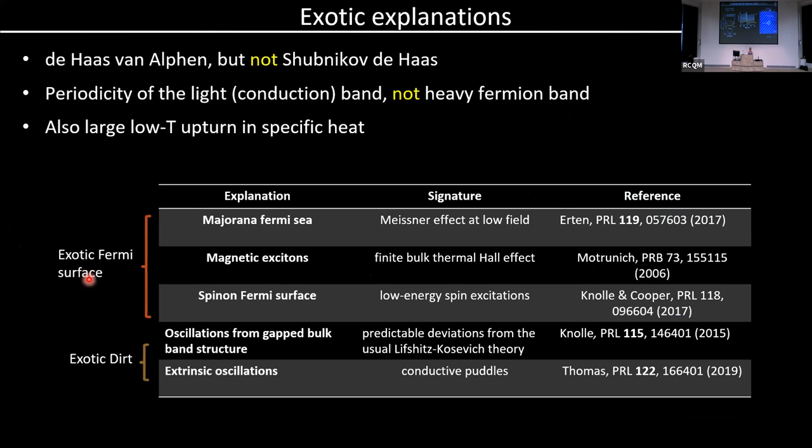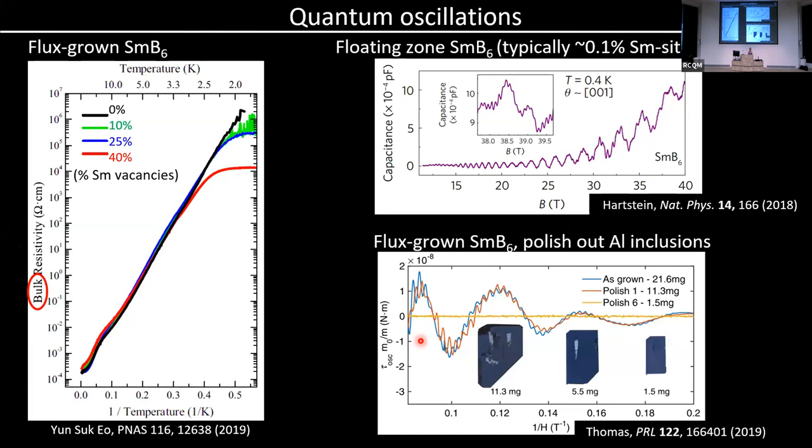I just grabbed a figure from the Los Alamos group samples. And these are macroscopic aluminum inclusions. And then they polish them out. And when they polish them out, their quantum oscillations went away. But in the flux grown samples, they have fewer of these samarium site defects. So I think there is a self-consistent picture here where in the flux grown samples, there are no samarium site defects, but there are these aluminum inclusions that can fake the quantum oscillations. Whereas in the floating zone grown samples, they don't have the aluminum inclusions, but it's just not as possible to get rid of the samarium site defects.